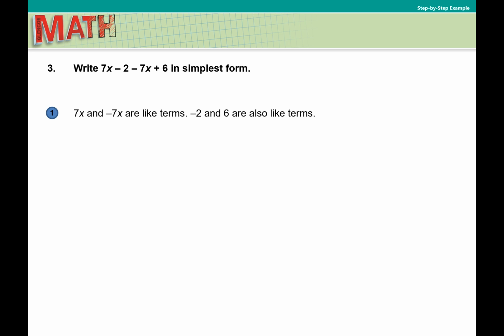Okay, so first of all, what are the like terms? 7x and -7x are like terms in this case. They have the same variable. And again, we change this to be 7x plus -2 plus -7x plus 6. So these are like terms, they have the same variable. And then these are like terms, they have the same variable, which is none. So we rewrite that out.